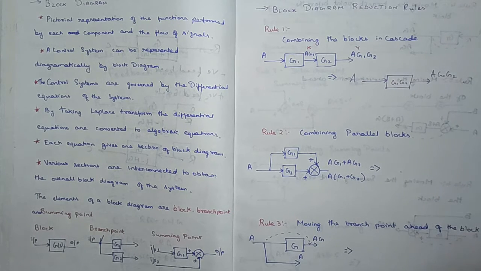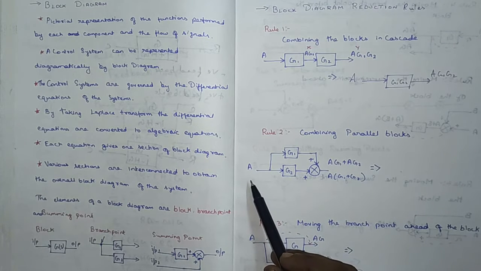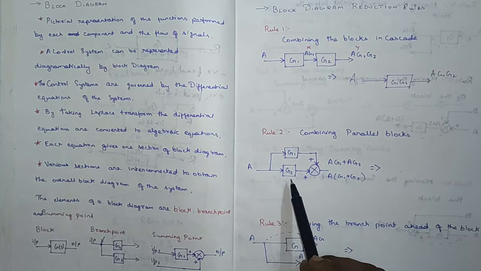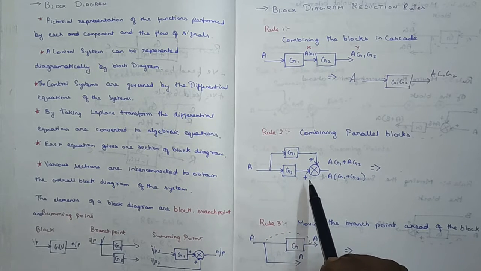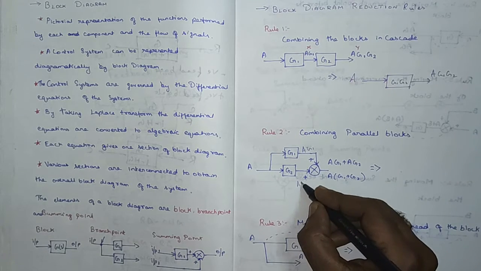Moving on to rule number 2, combining parallel blocks. As you see in the diagram, we have an input A. Input A has been separated into two different paths, and it has been given to G1 and G2. The output of the first transfer function is AG1, and the output of the second transfer function is AG2.